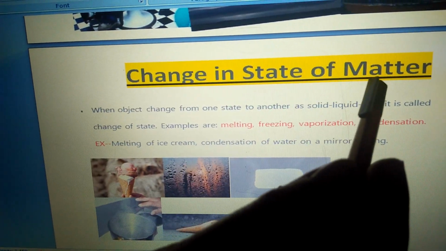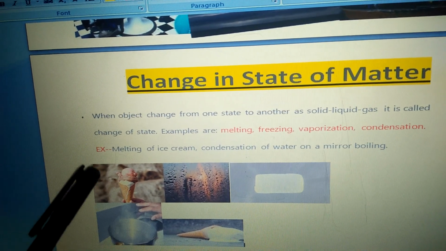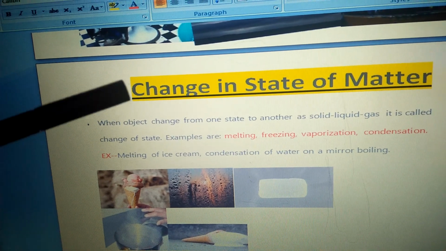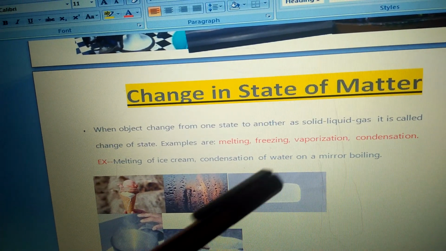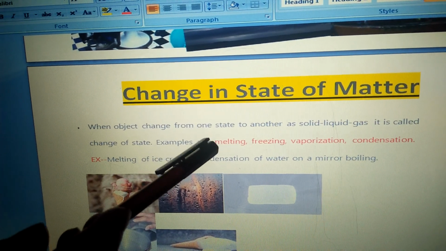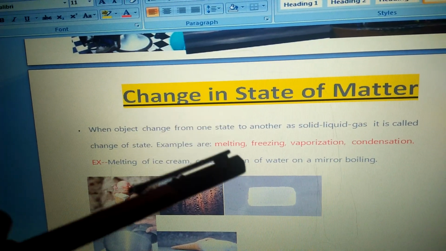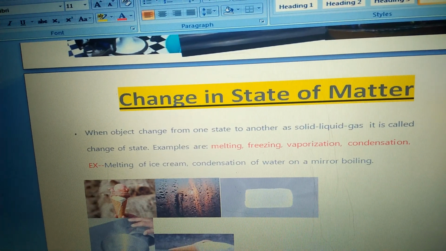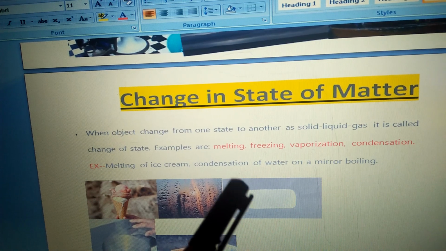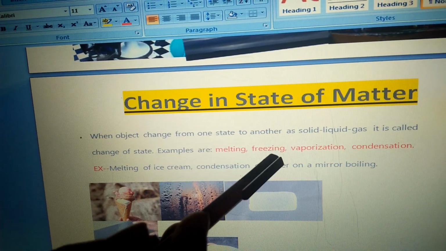First, change in state of matter. When an object changes from one state to another, that is from solid to liquid or liquid to gas, it is called change in state. The example is melting. Melting of ice, you can say, melting of ice cream, you can say. Freezing. Freezing means changing liquid into solid.